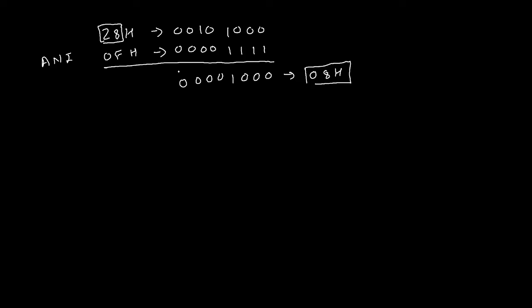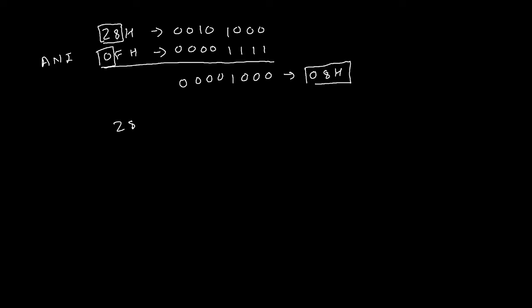This process is called masking of a nibble. If you want to mask a particular nibble, then simply AND it with 0. And if you don't want to mask it, then AND it with F. Out of 28, if we want only 08, then AND it with 0F. So we will get the answer equal to 08H.